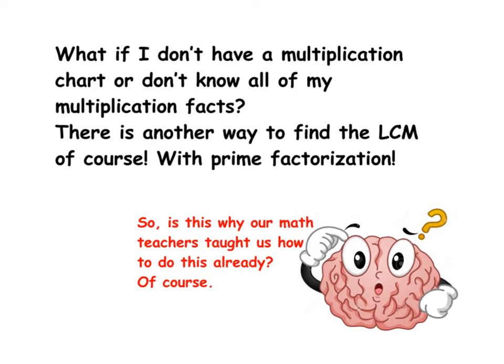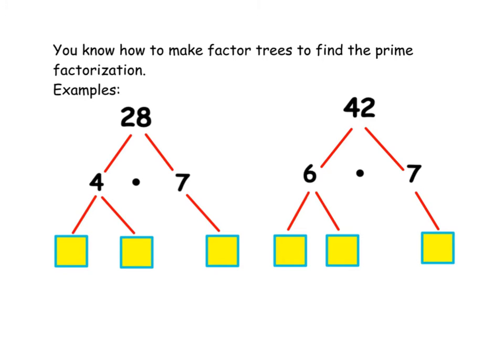What if you don't have a multiplication chart, or you don't know all of your multiplication facts, or counting by 9's or 6's is hard for you? There is another way to find the LCM, of course. You can find it with prime factorization. So that's why your math teachers taught you how to do this already. Looking at factor trees to find the prime factorization now is something we've practiced together already.